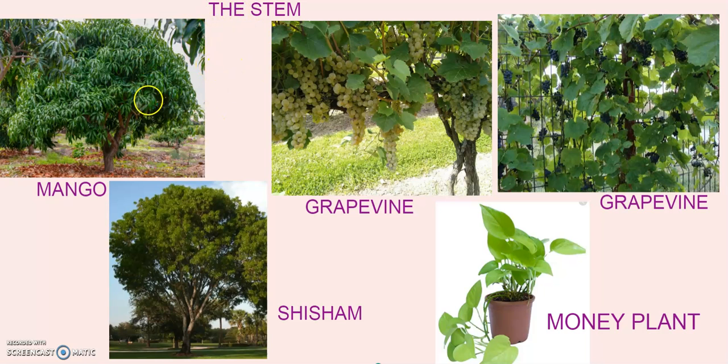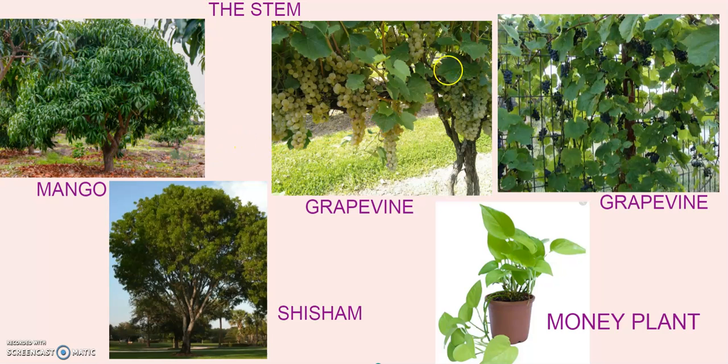Children, we are going to learn about what is a stem and what are the functions of the stem. You can see here in this picture, this is the stem of a mango tree and this is a shisham tree. How is the stem in these plants? Yes, this stem is very hard and strong. You can find in this picture also, this stem is very strong and hard.